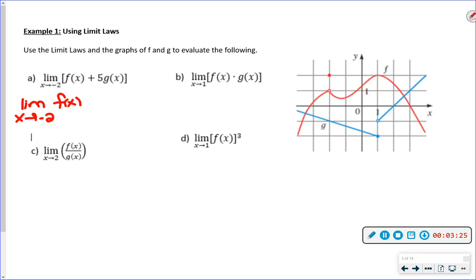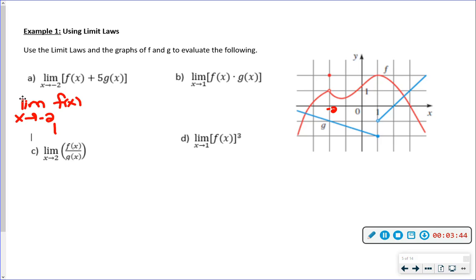Now, I can look at the picture, approaching -2, just going to label it on my x-axis here. Of course, I picked up red because f's in red. So as I approach from the left, we're at 1. Approach from the right, we're at 1. So that's going to equal 1. I know that was very exciting.